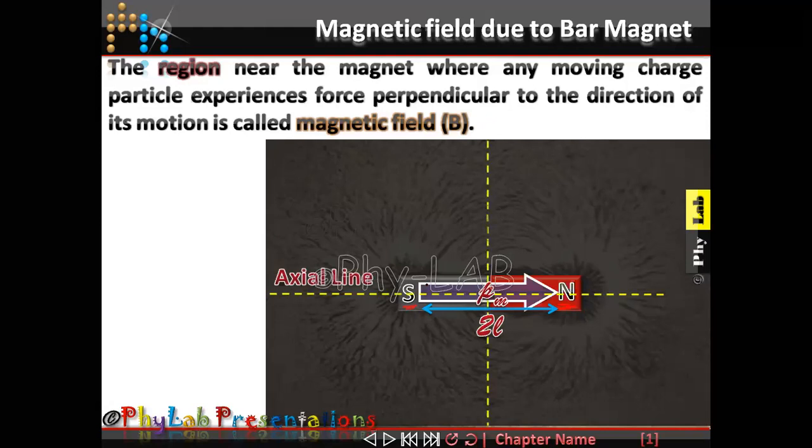Any line which divides the bar magnet into two equal parts is going to be called the equatorial line. And any point placed on the equatorial line will be referred to as the equatorial position. It is also referred to as broadside on position, or tan B position. Similarly, any point that happens to lie on the axial line is called the axial position. It is also called end-on position, or tan A position, students.